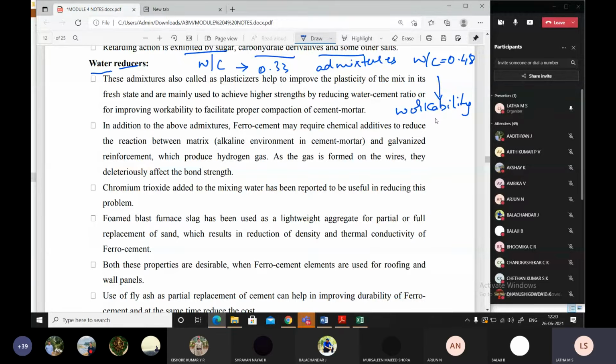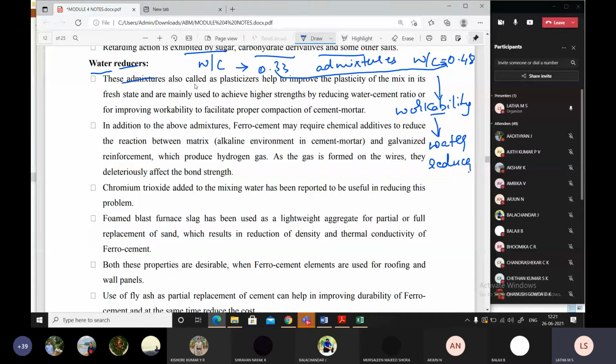So how to overcome that loss of workability? What should I do, students? To improve the workability, because the water content which I had added was excess and because of which the workability is being lost, I have to introduce water reducers. Water reducers are used to remove the excess water, and therefore the workability will be retained. So that is what is being told.